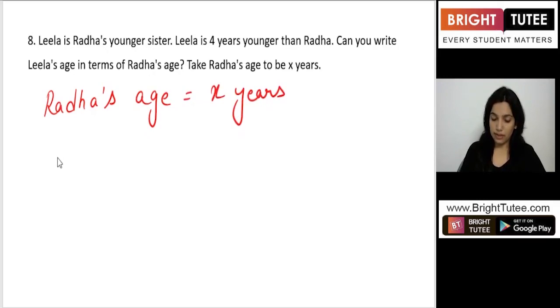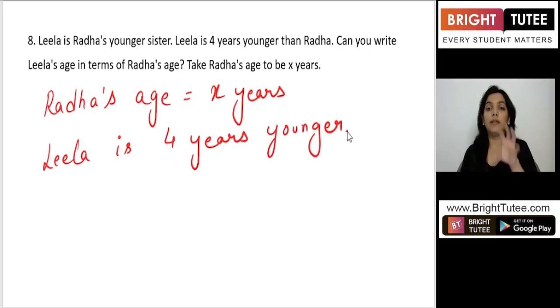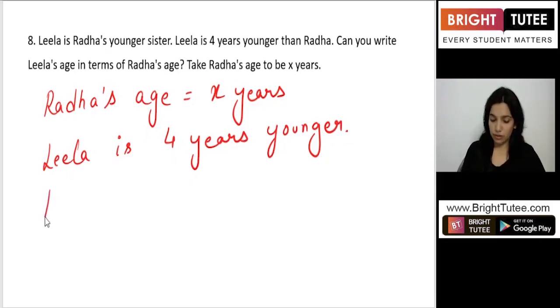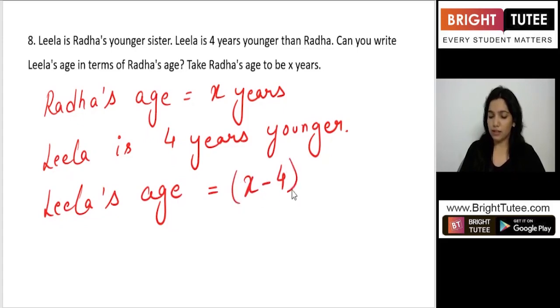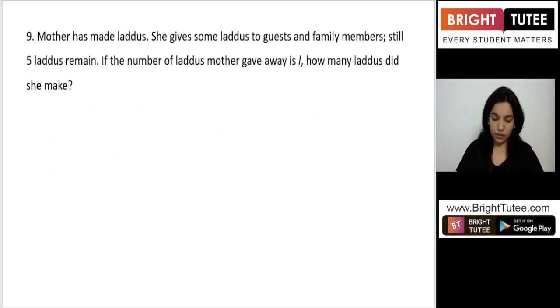Okay. Now they are saying that Leela is how much? She's 4 years younger, right? So that means if she is younger, whatever Radha's age will be, she will be 4 less than that particular number. So let us write Leela's age. So Leela's age will be x minus 4, and this is in years, right? So x minus 4 is the age of Leela with respect to the age of Radha. Okay, moving ahead to the next question.